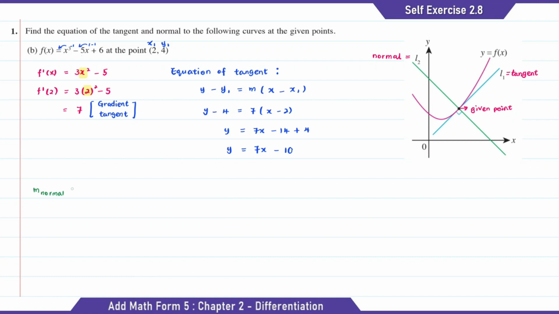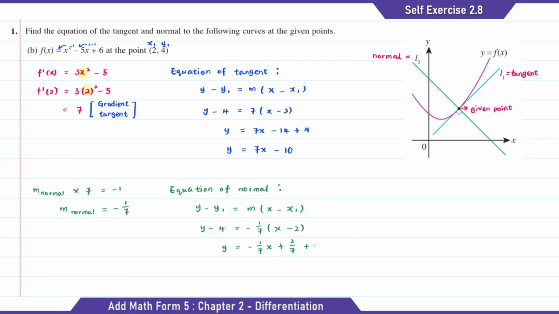Next, when the gradient of the normal is multiplied by the gradient of the tangent, which is 7, this is equal to negative 1. Then the gradient of the normal is negative 1 over 7. Then the equation of the normal will be y minus 4 equal to negative 1 over 7 times x minus 2. Then y is equal to negative 1 over 7 x plus 2 over 7 plus 4. Then the equation will be y equal to negative 1 over 7 x plus 30 over 7.